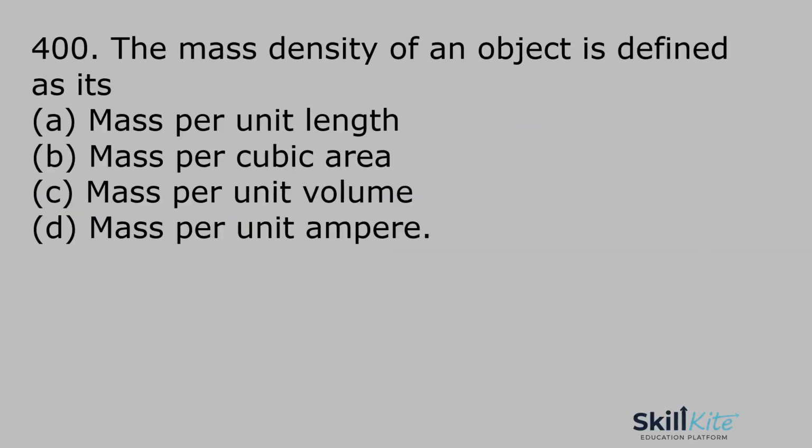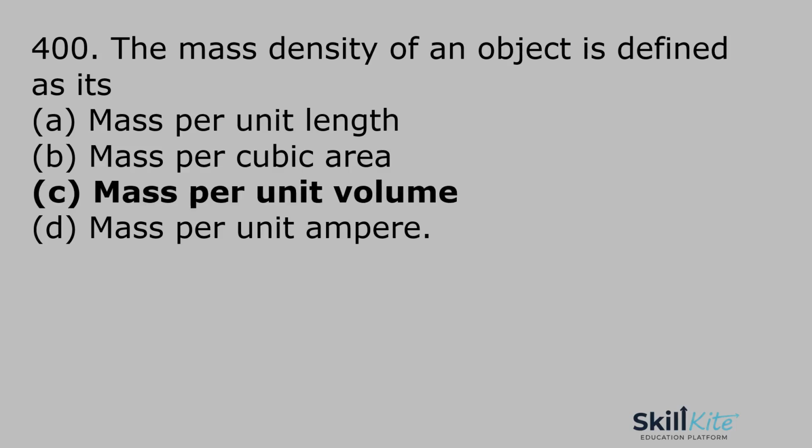The mass density of an object is defined as: the density of a substance is defined as mass per unit volume. So option C is the right answer.